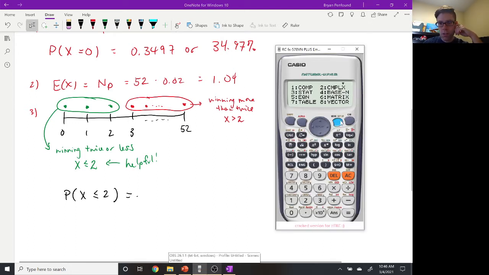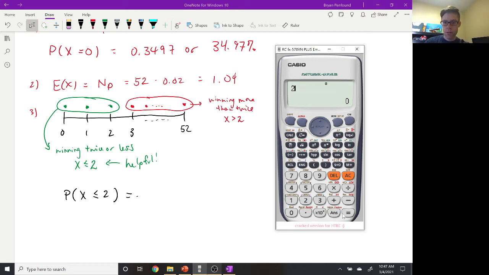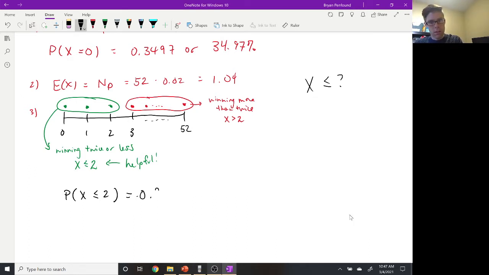So we're going to go to our distributions, and then we're going to hit the down button to get into the binomial cumulative. Okay, and we have variables or parameters, and let's input those numbers. So we want 2 times or less, so x is equal to 2. We have 52 trials, and we have a 2% success rate. So 0.9141. So this probability that we have here is the probability that we win twice or less.